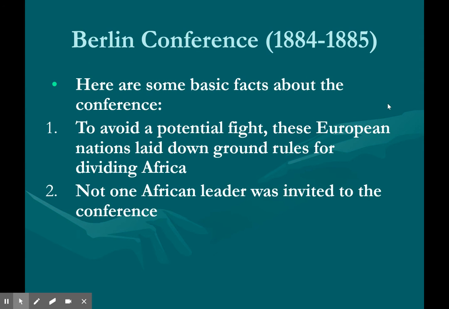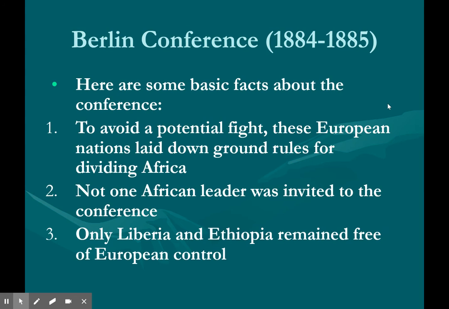So here's some basic facts about the conference. The first one, like I said, they wanted to avoid a potential fight. So they laid down the rules for dividing up Africa. They wanted to make sure everybody understood what was happening and how the process was going to work because they didn't want to fight with each other. They just all wanted to take advantage of the resources that were found in Africa.